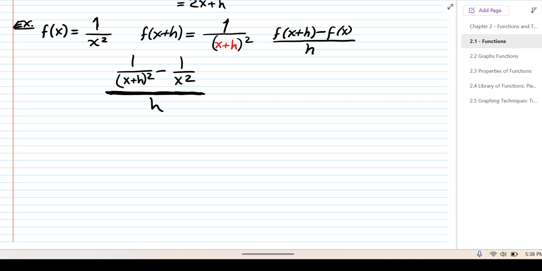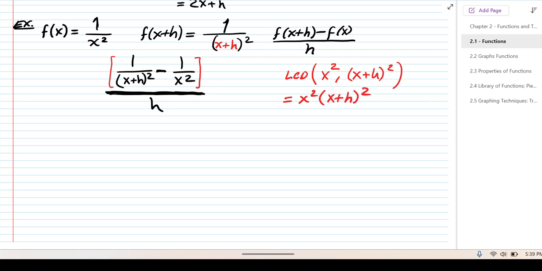When we have complex fractions, in order to get just one fraction, not secondary fractions, we usually multiply the top and the bottom, the top means the numerator and the bottom is the denominator, by the LCD. In this case, we want the LCD of x squared and (x plus h) squared. The LCD of these two is going to be x squared times (x plus h) squared.